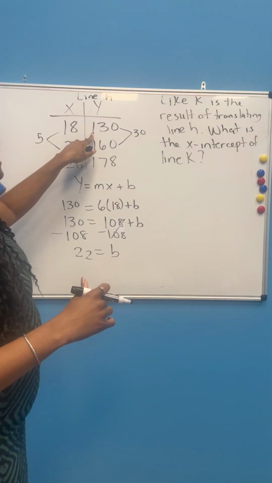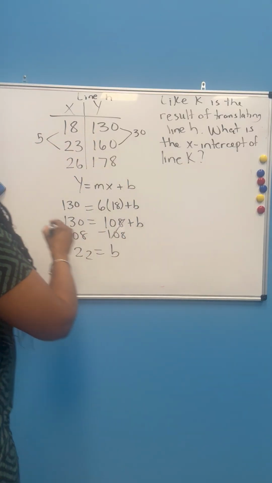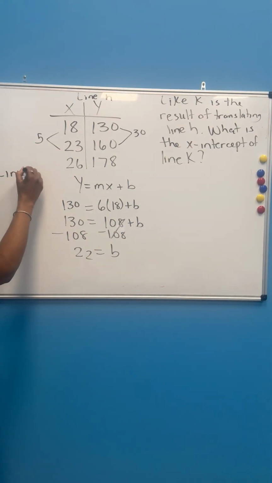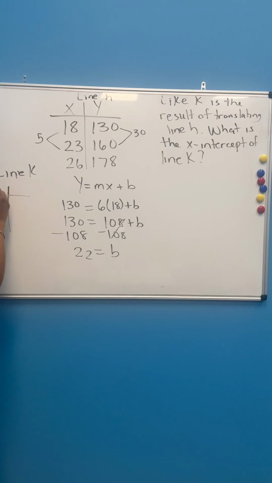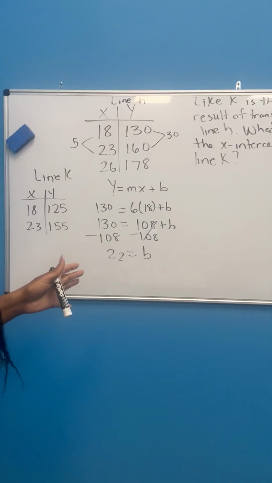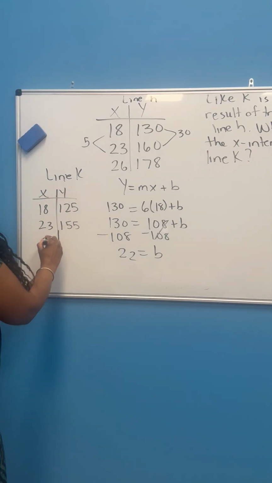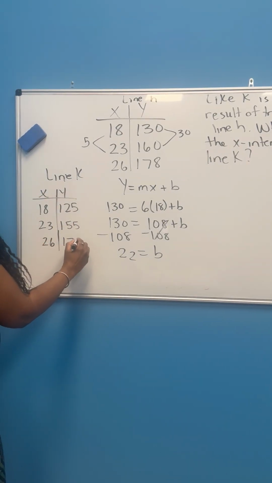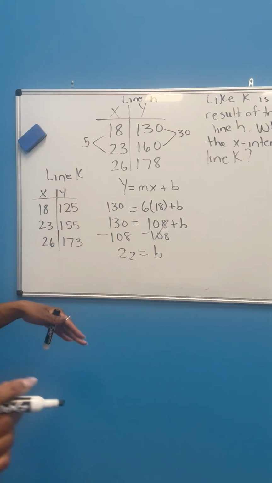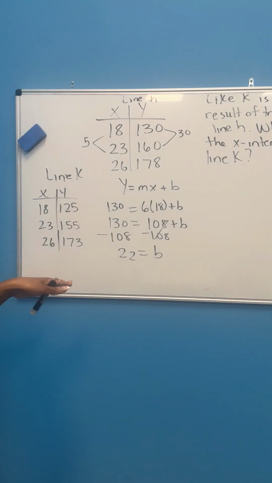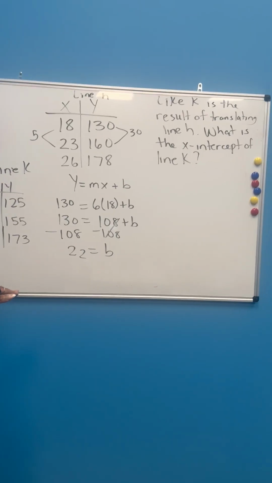If I had to make a table for line K, it would be like this, which again, you would not spend your time doing, but just to show you where this is coming from. Everything remains the same, you can see right here, it's just that we have moved it down 5 units. So these are the new points for line K.